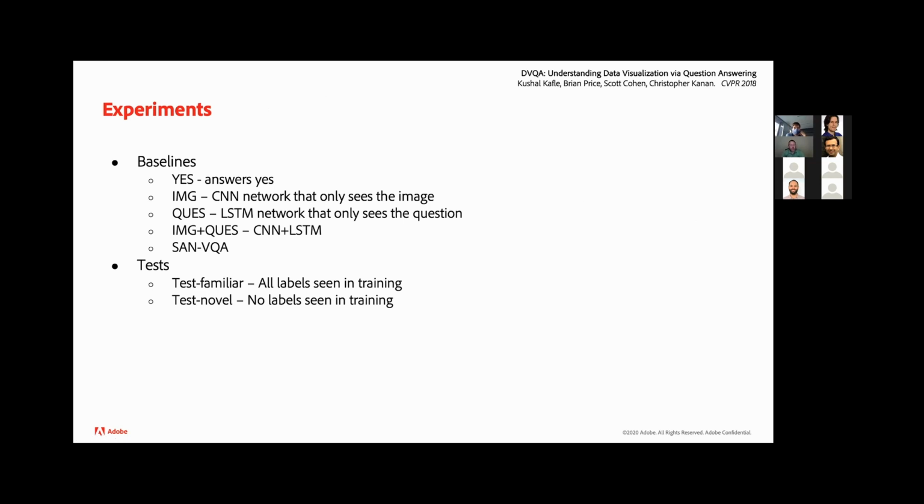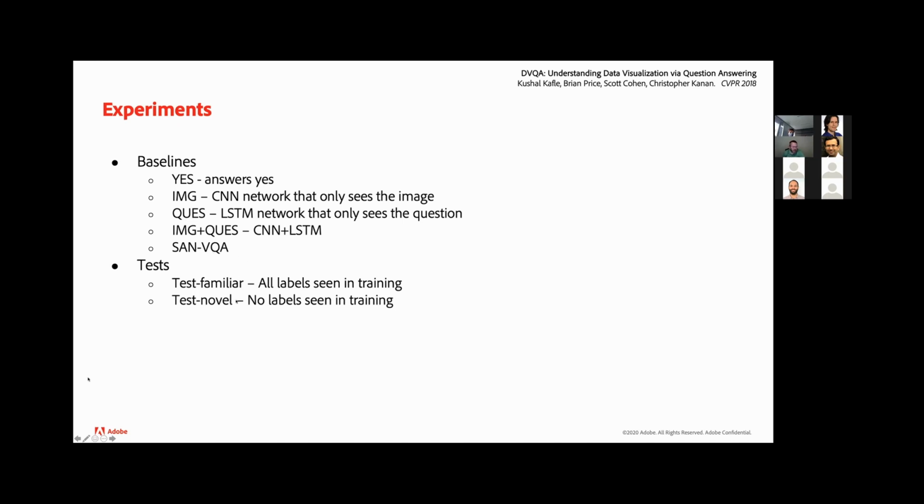And so let me show you the results that we got on this. So we had a number of baselines we compared to. One was the yes network. They would just always answer yes. So this is just handling the bias of yes or no questions. We had one that used a CNN only on images, and one that used an LSTM only on questions. So these should be able to handle, again, any bias in the data set where there's certain answers or certain images that always have the same output. And then we combined the two of these for a very simple baseline. And then we also compared it to the image VQA state of the art.